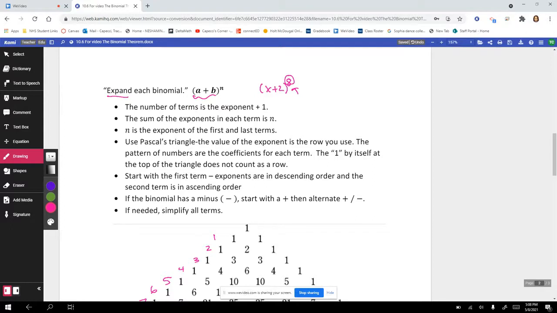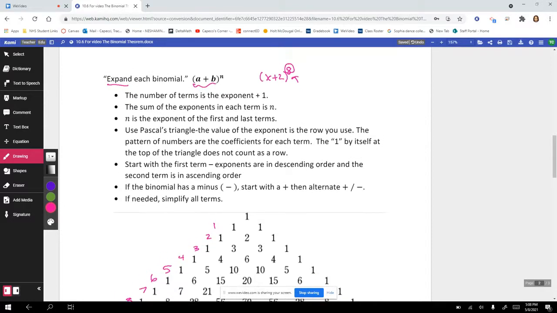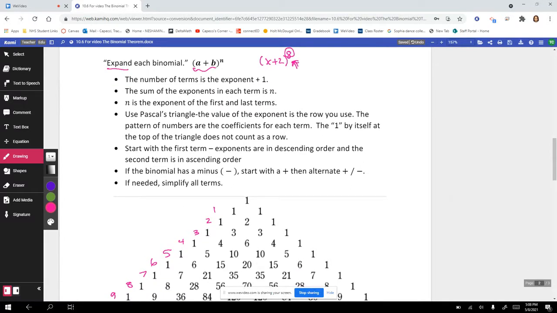Now, how do we use Pascal's triangle? In this case, it would be 8. You're going to look at that row. The value of the exponent is the row you use, and then you're going to use the pattern for the coefficients. We're not going to include the first one at the top of the triangle. That doesn't count as a row. Then we start with the first term, and the exponents are going to be in descending order, and for the second term, they're going to be in ascending order.